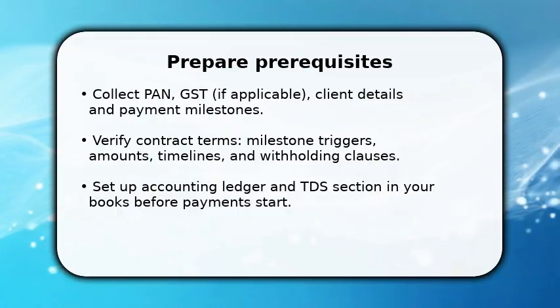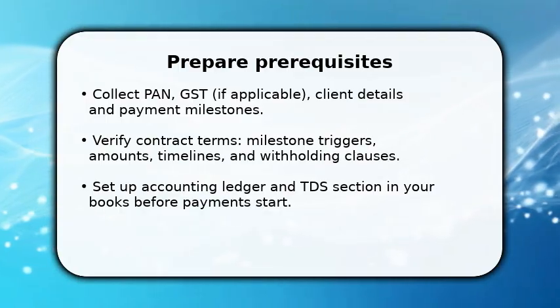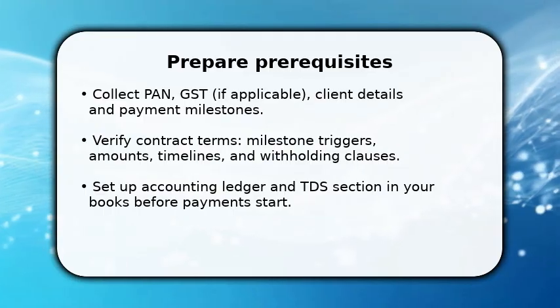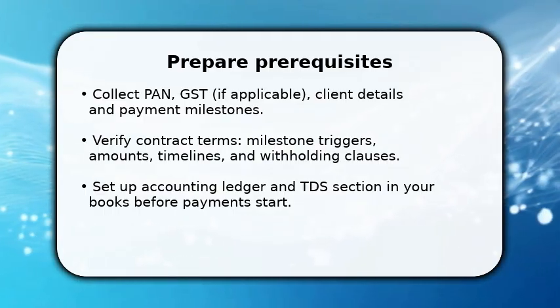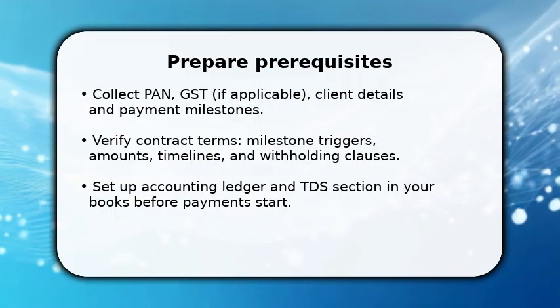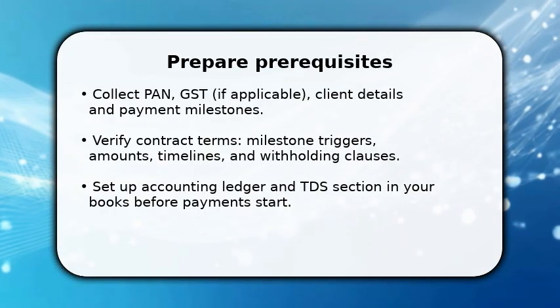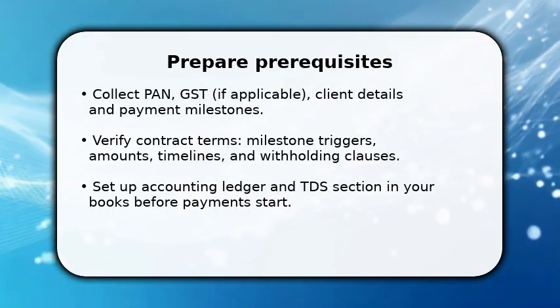You start by assembling essentials: your PAN, any GST registration, and the client's billing details. Once done, confirm the contract's milestone triggers and exact amounts so withholding rules apply correctly. You should create or update a dedicated accounting ledger and enable a TDS column now.